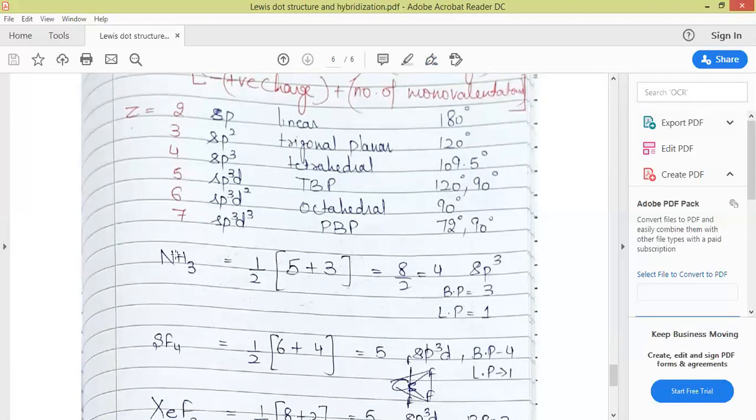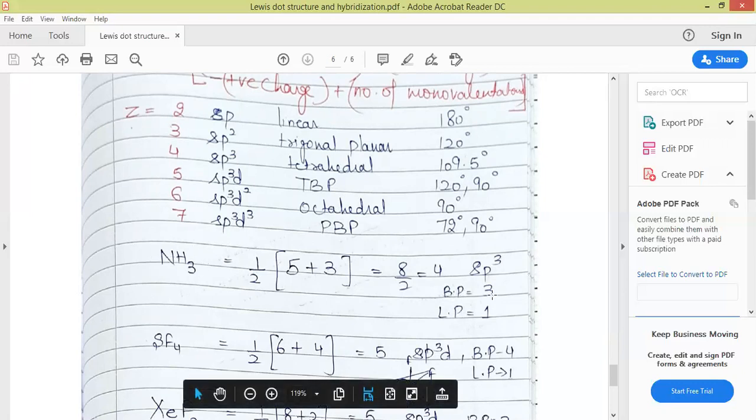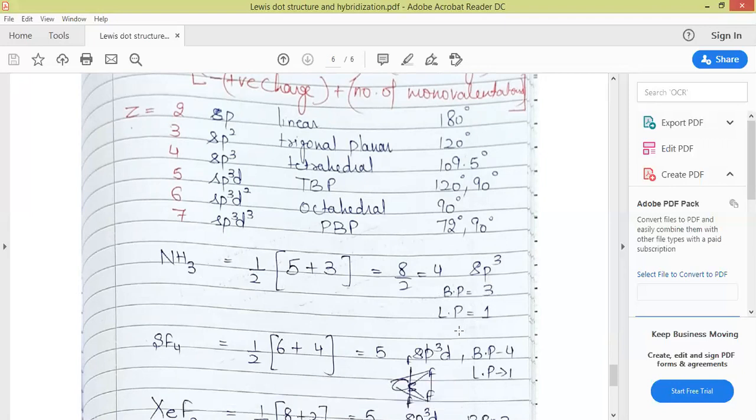So this means as there are 3 hydrogens present around the nitrogen, the number of bond pairs is 3. One must be a lone pair. So based upon this, if bond pairs are 3 and one lone pair is there, geometry is going to be tetrahedral, but shape is going to be pyramidal.